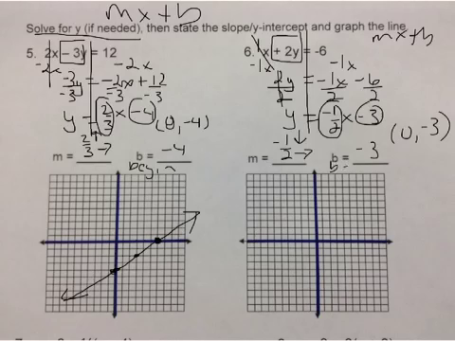I begin with b. So I'm going to go down 1, 2, 3. And I move with my slope, so that's down 1 over 2. Down 1 over 2. And then I draw my line.